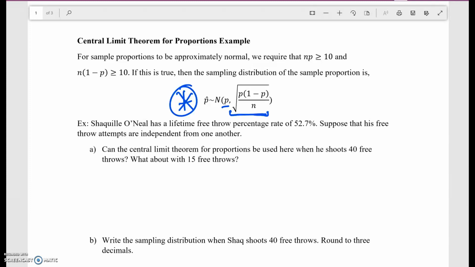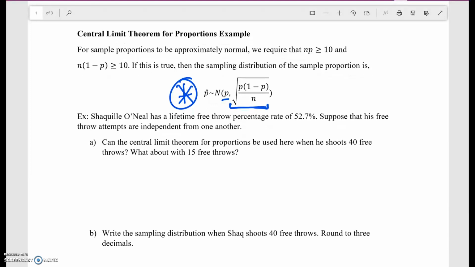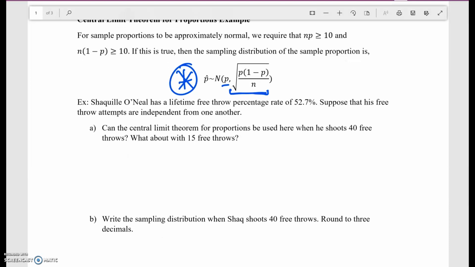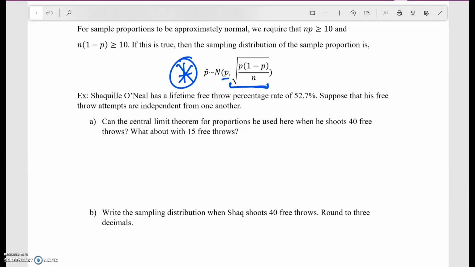So here's an example. Shaquille O'Neal has a lifetime free throw percentage rate of 52.7%. Suppose that his free throw attempts are independent from one another. Can the central limit theorem for proportions be used here when he shoots 40 free throws, and what about 15 free throws? In other words, is 40 or 15 large enough?